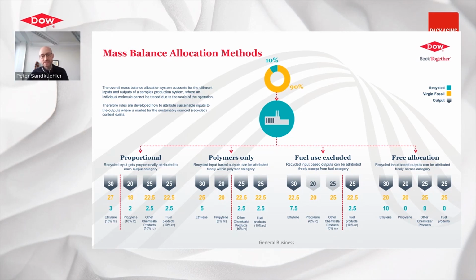You see on the right-hand side the system that we are not really discussing in Europe, which is free allocation, where you can basically attribute all the credits to the desired output of polyethylene, for example. You have the fuel use, where you essentially exclude the fuel part of the inevitable byproducts of the units that are operated today on the ground when we make the polymers that we use in our daily life. And then you have the polymers only system, which specifically counts as credits and allows the reattribution of credits within the polymer output, so propylene turning into polypropylene eventually, or ethylene into polyethylene.